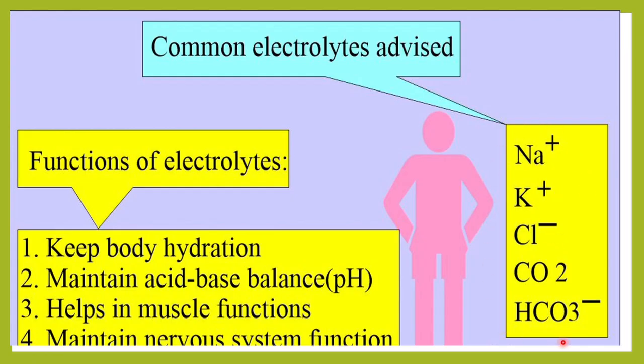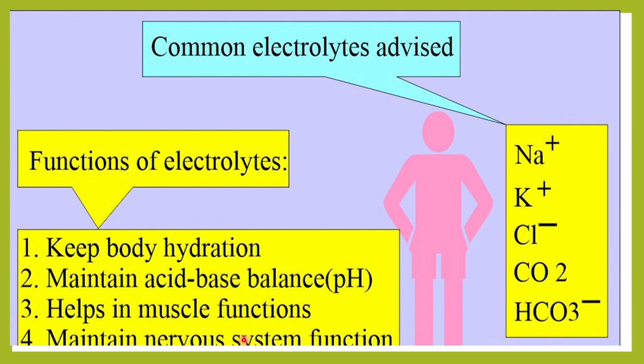So these are the most common electrolytes which we see in our kidney function test report, and I have told you that these electrolytes play a very important role. They help to maintain the hydration of the body. They try to maintain the acid-base balance. They help in the muscle contraction. They help in the nervous system function. They help in maintaining the heartbeat. They help in maintaining the pH of the blood. So there are various functions of these electrolytes.